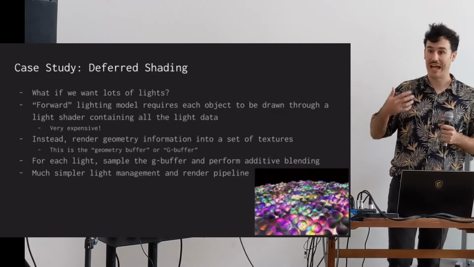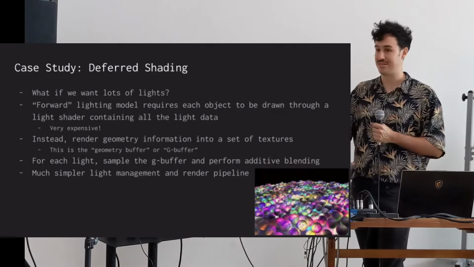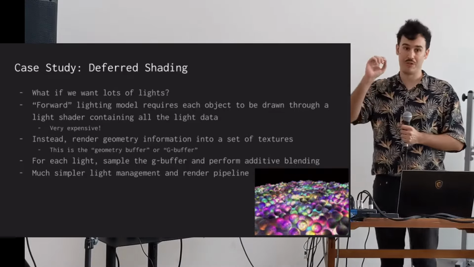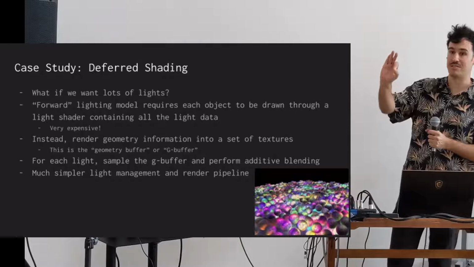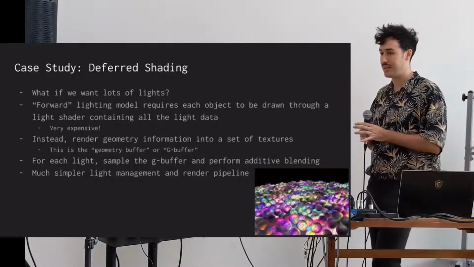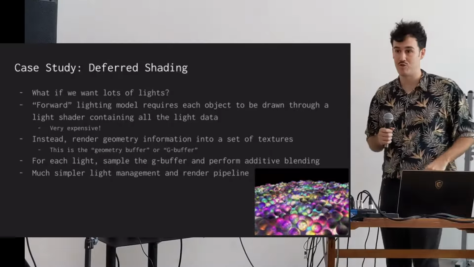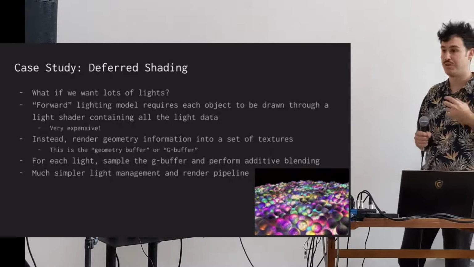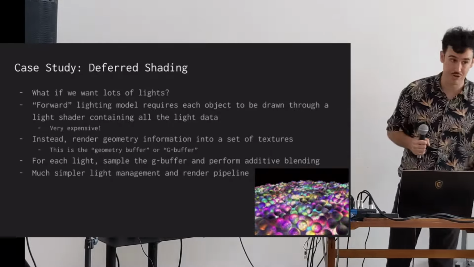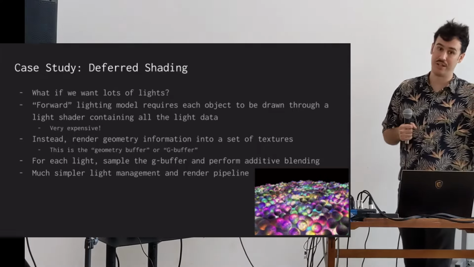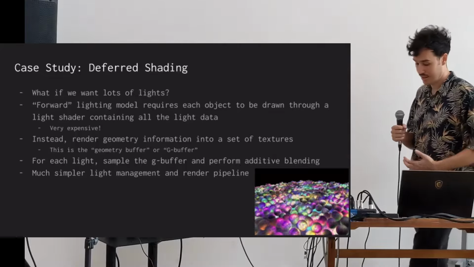And then when you want to add lighting, all you have to do is sample this geometry buffer, and then you have all of the information about that point in space specifically. And so what that means is you have much simpler light management. Your render pipeline is a lot easier to deal with because you just render all of the geometry in the game first, and then you render all of the lighting additively on top of that geometry.